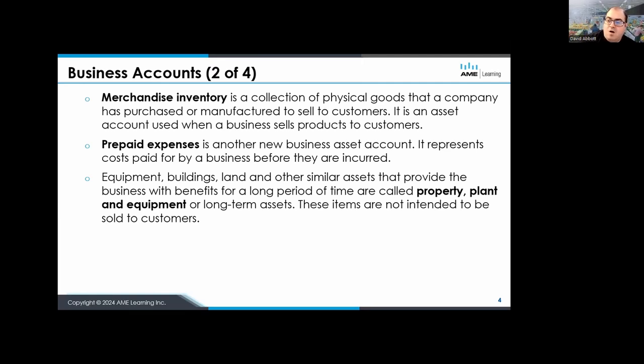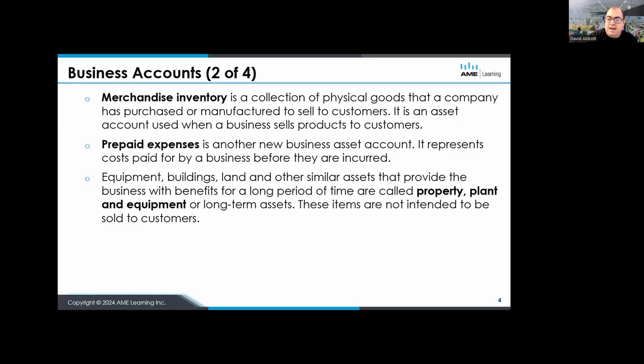Prepaid expenses are another business asset account. It represents costs that are paid by a business before they're incurred. So it's possible they might prepay for legal services before they're rendered, or they might prepay for maintenance before it's done. That would be a prepaid expense, and that would also be considered an asset. Insurance is one common prepaid. You might pay for 6 months or a year of coverage in advance.